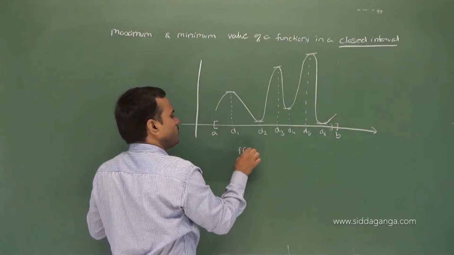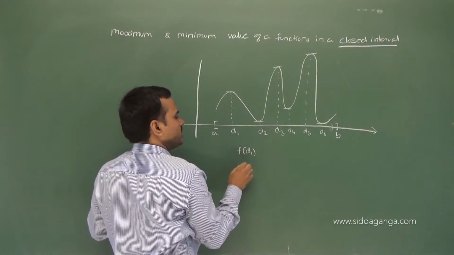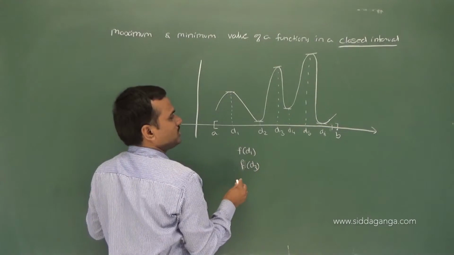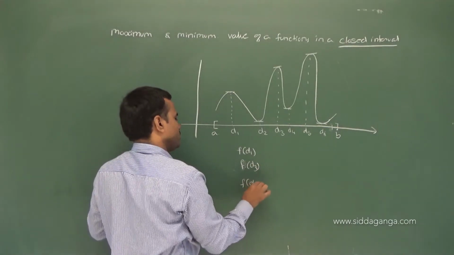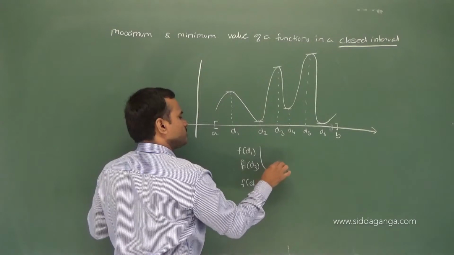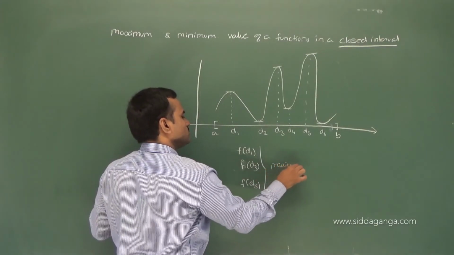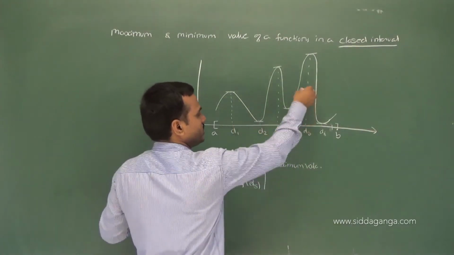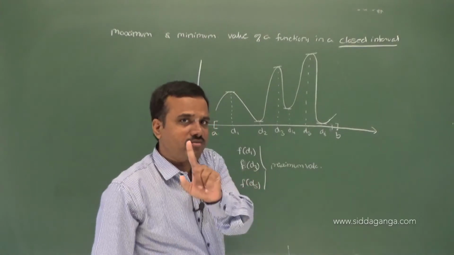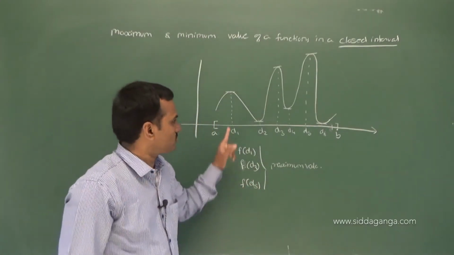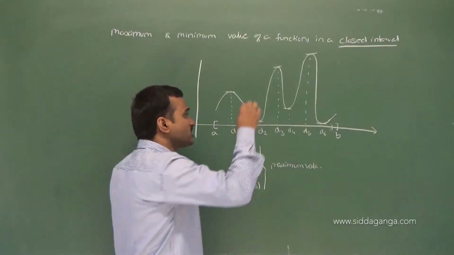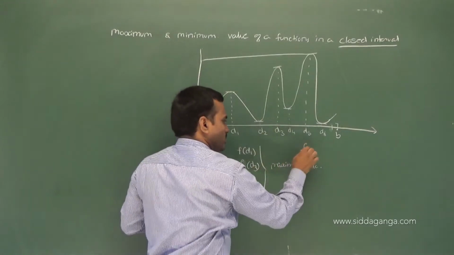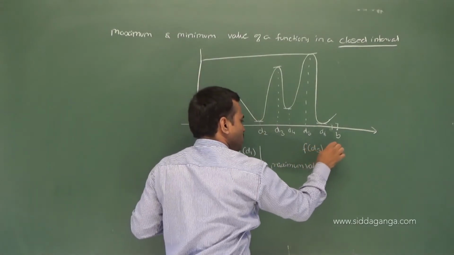So f of D1, correct, f of D3, and then f of D5. All these are maximum values. Observe in the diagram very carefully. Among these three values, which one is the highest maximum value? F of D5. F of D5 is highest.